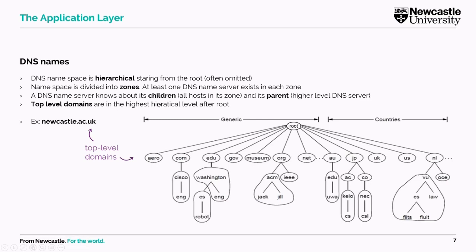The idea is that eventually this forms a tree such that each DNS server knows about its children, or all hosts in its zone, and its parents. You might not know about other DNS servers at the same level, but you'll be able to communicate with your parents and with your children in order to eventually arrive at or search for the domain name that you're looking for.